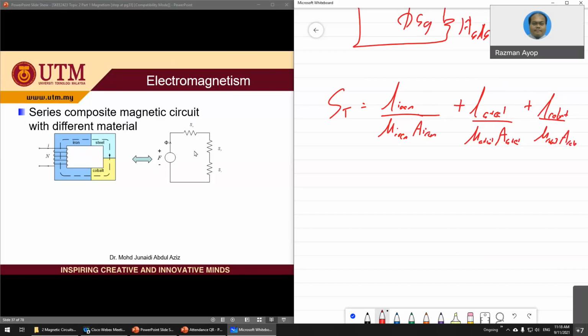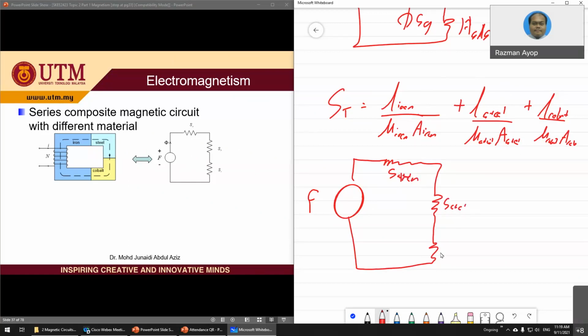If the question asks you to draw the analog of the circuit, make sure you know how to draw this. For the F, you just put F. If it is in series with three components, you have to put all of the components. So this one is S iron, S steel, S cobalt, and make sure you don't forget the flux. That is how you do it.